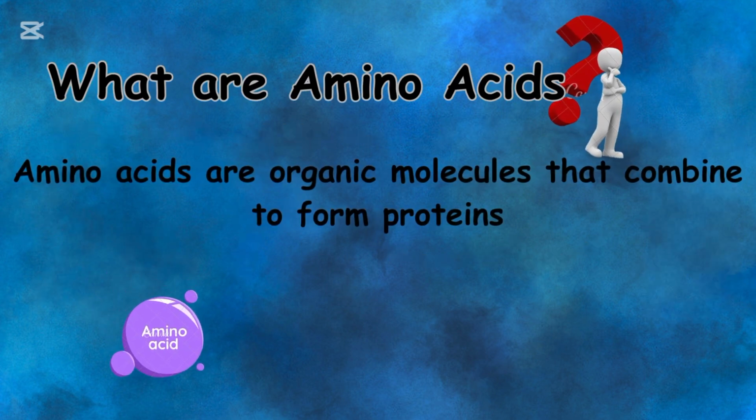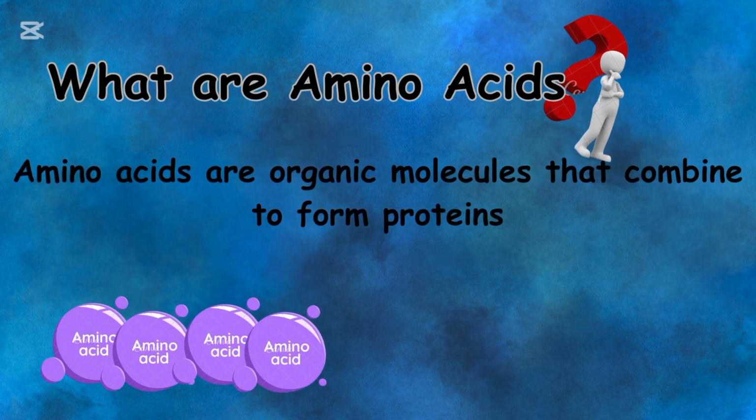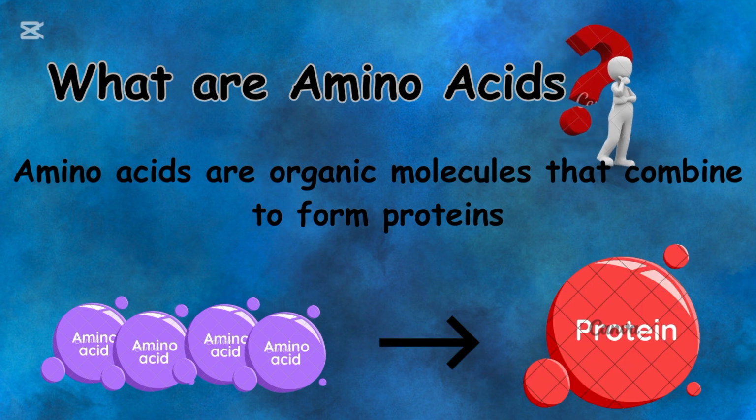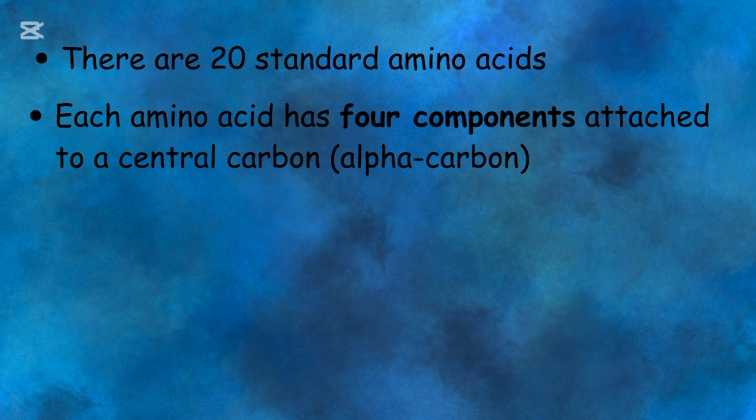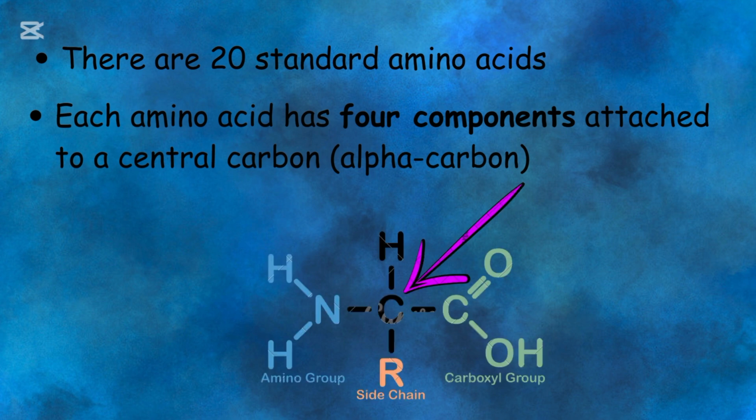Amino acids are organic molecules that combine to form proteins. There are 20 standard amino acids. Each amino acid has 4 components attached to a central carbon called an alpha carbon. These components include an amino group, a carboxyl group, a hydrogen atom, and a variable side chain called the R group. And that R group, that's what makes each amino acid unique.